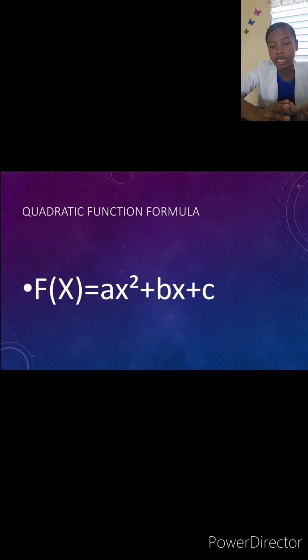b is the coefficient of x. So where we had ax squared, a is the coefficient of x squared. b is the coefficient of x alone. c is a constant term, which is the intercept of the curve on the y-axis. x is the independent variable, and y is the dependent variable. Furthermore, a, b, and c are real numbers.